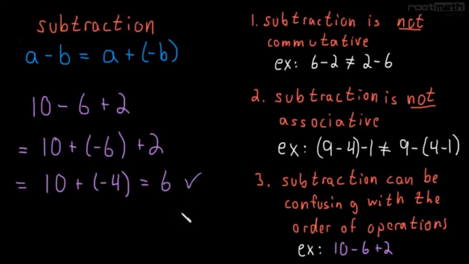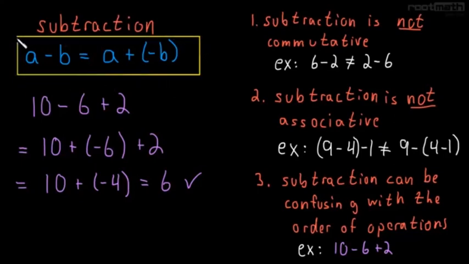Okay, so the important thing to take away from this video is that subtraction is not commutative and it's not associative, but we can think of subtraction as addition of a negative number, and then we get all those nice properties back. Okay, see you in the next video.